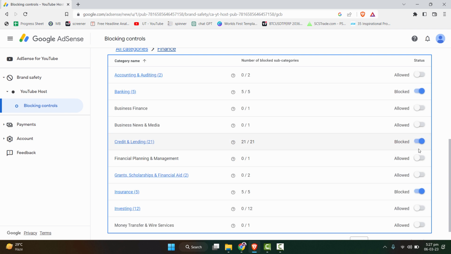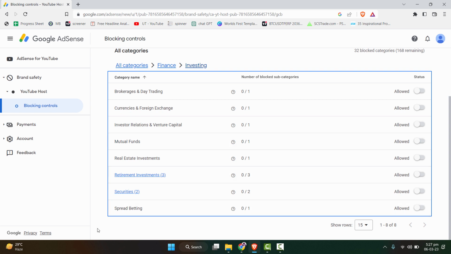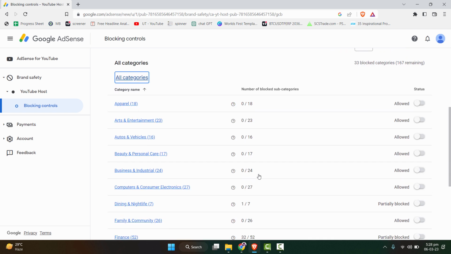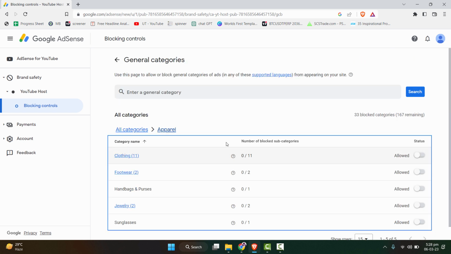Now for example, in investing, you can check further categories as well. There are many categories here which I will quickly go through. You can check in detail and then make your decision to block it or allow it. For example, spread betting. Betting is not allowed, so I will just block this category as well. The rest is trading, foreign exchange, you can allow that. Now you can actually check all the categories one by one and check the details of each category. Just click on that.